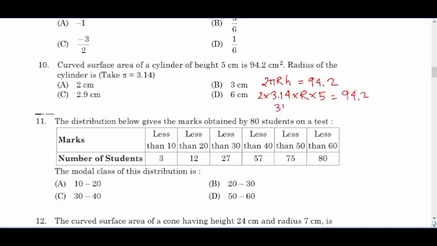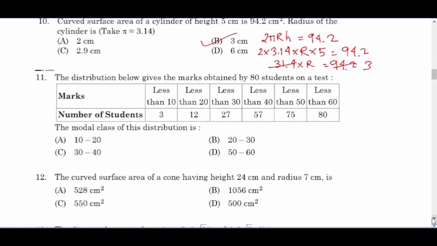So 10 × 31.4 into r equal to 94.2. Now this 3 times. So your correct answer will be option B. Okay, very very simple question.